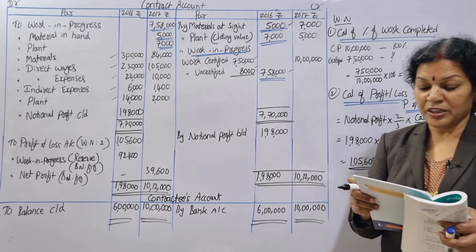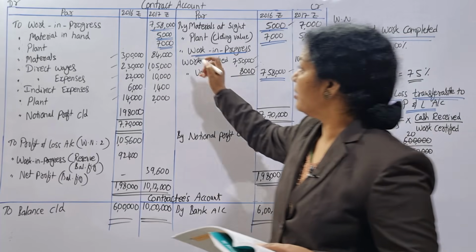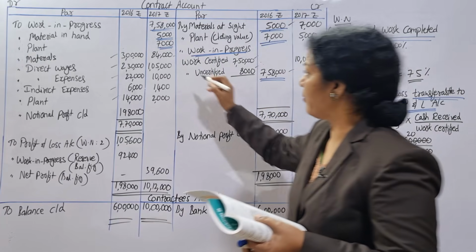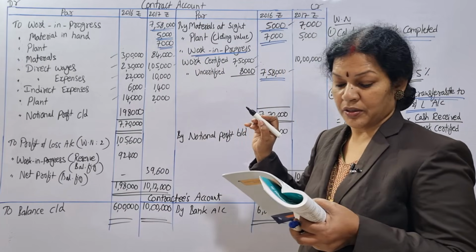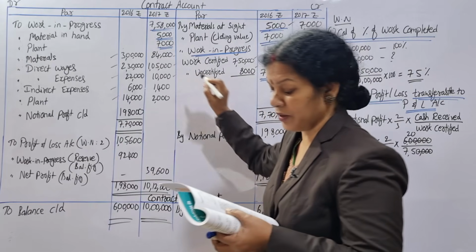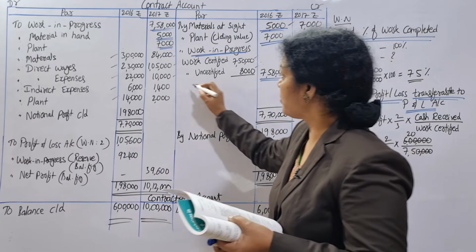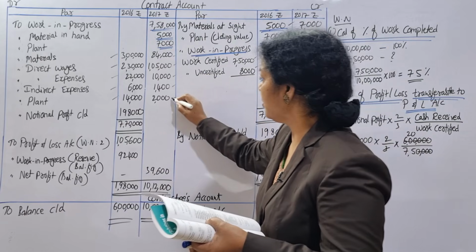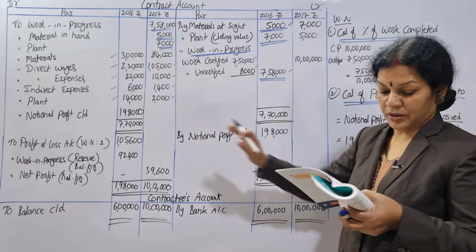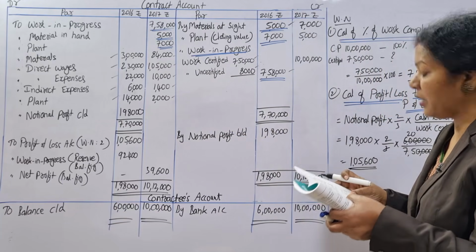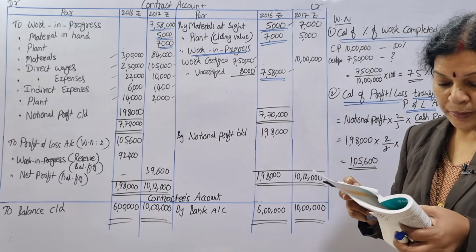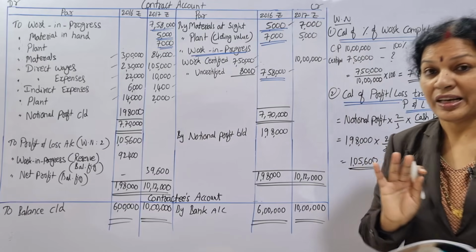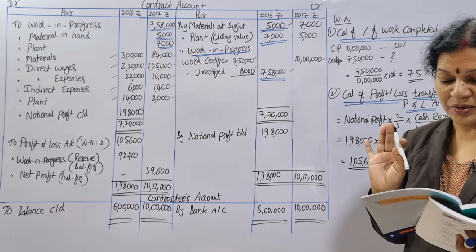Second year material issued 84,000. 84,000 is here. Direct wages 1,05,000 and direct expenses 10,000 and indirect expenses 1,400. Plant is here 2,000. Okay. And credit side, what else we need to write? Work certified, uncertified. Work certified is given to us 10 lakh rupees. Uncertified is not given. Okay.